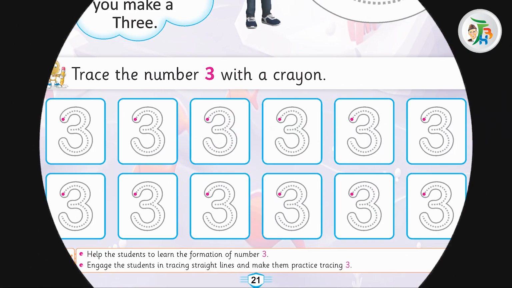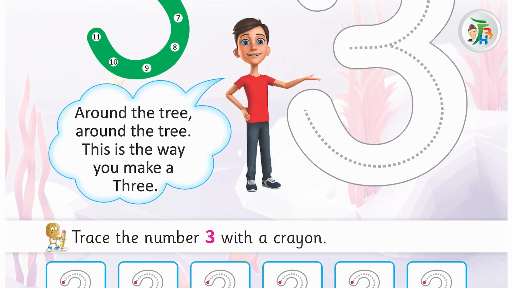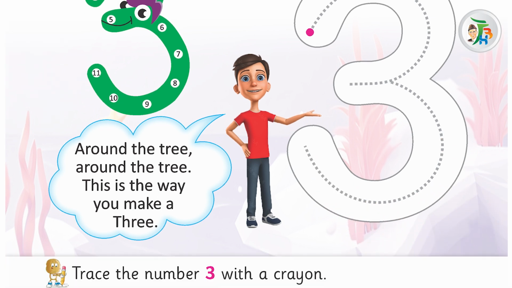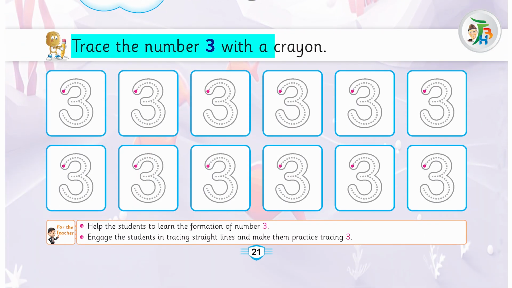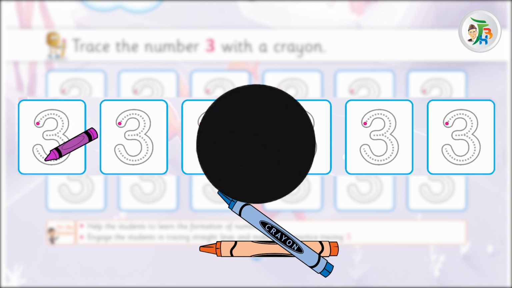Now students, move on to the next page, the formation of number 3. Around a tree, this is the way you make a tree. And students, now you have to trace this tree with the finger. The next is trace the number 3 with a crayon. You can use the 3 different colors of crayons and trace this number 3.